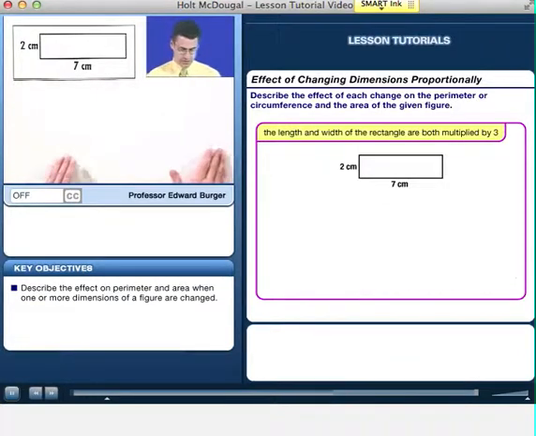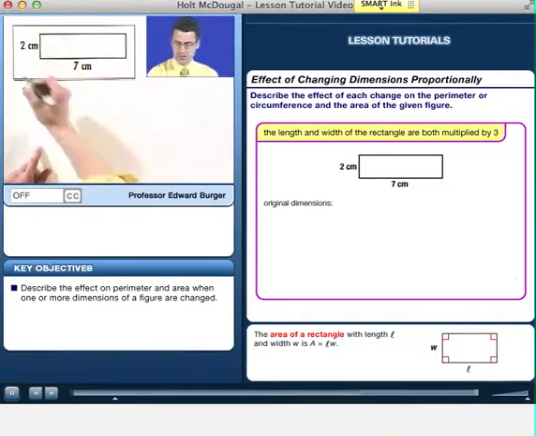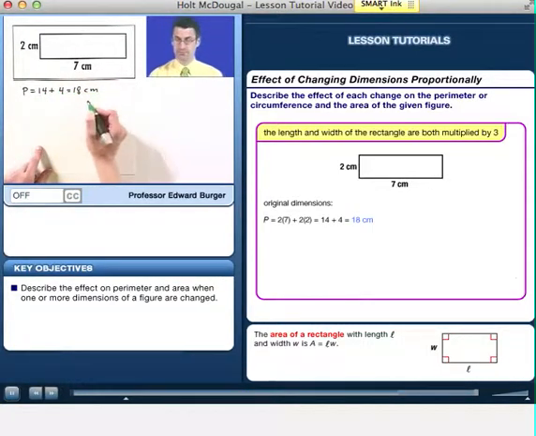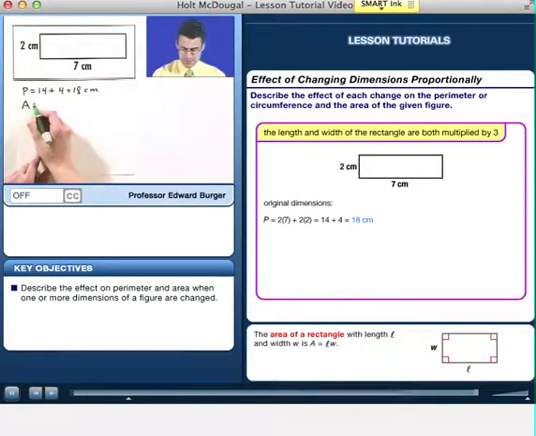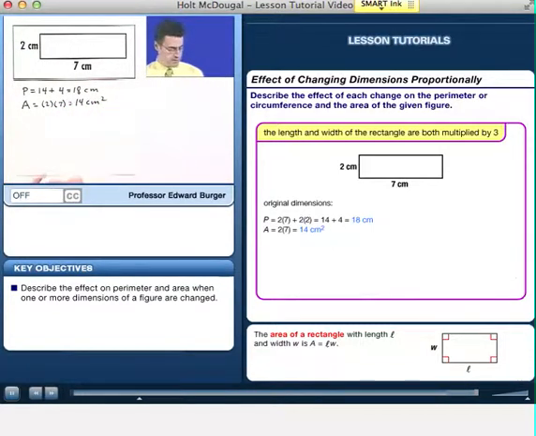All right, so first of all, let's find just the original recipe, perimeter. That's just the sum of the lengths around, so 7 and 7 is 14, plus 2 and 2 is 4, so I get 18 centimeters, no problem. Area is length times width, which equals 14, and these are centimeters squared. Okay, no problem.